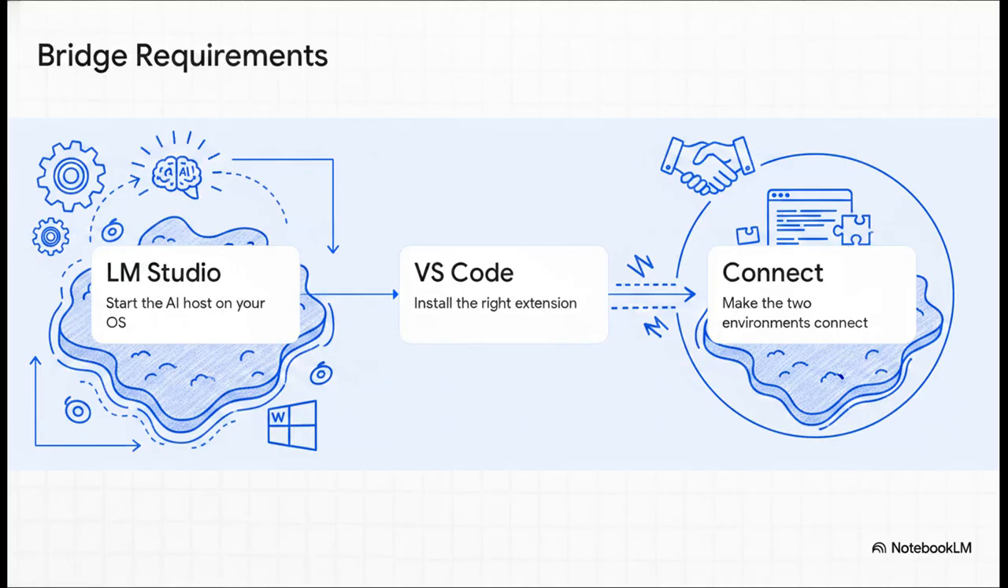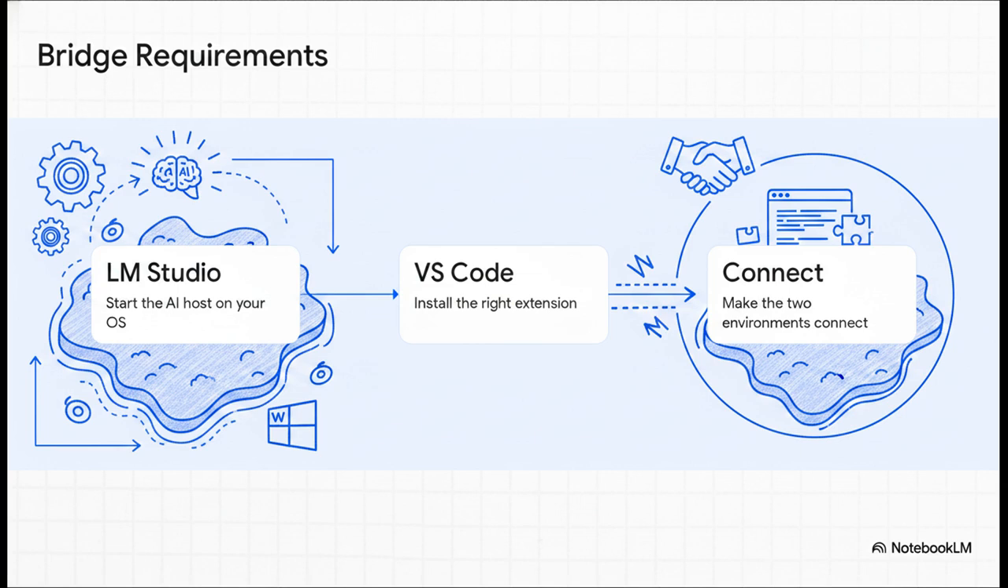At a high level, we're essentially building a bridge between 2 completely separate islands of software. And to do that, we're following a really clean 3-step roadmap from our source material. First, we start our AI host, which is LM Studio. Second, we get our code editor ready by installing an extension in Visual Studio Code. And third, we just make them shake hands and connect.